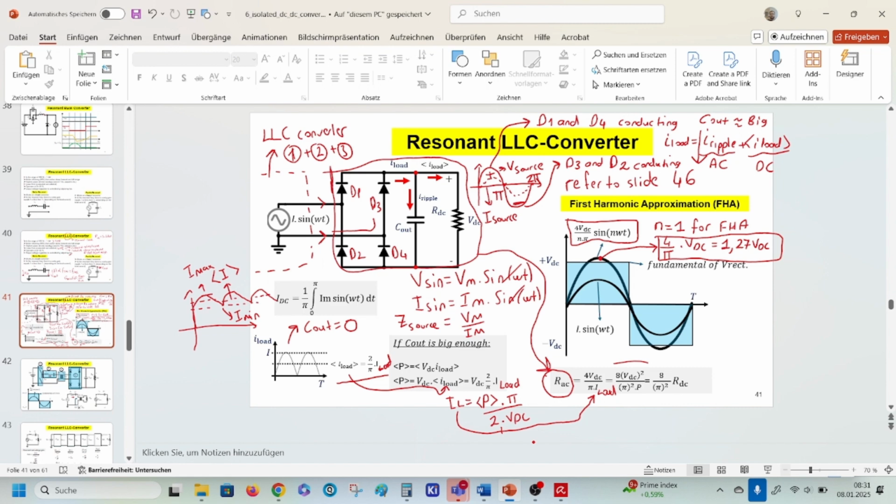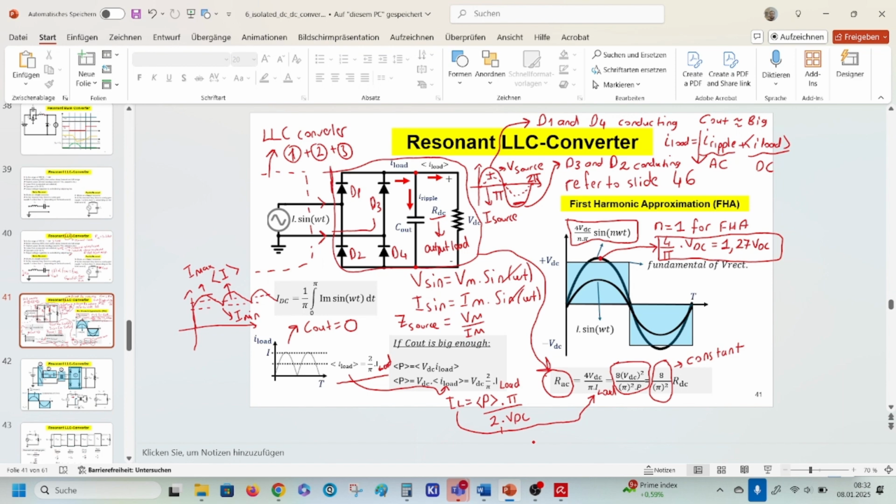What does it mean? I can define my output resistance, DC resistance, as AC resistance. If I multiply my DC resistance with this constant, this is a constant value of the formula, and the AC resistance is changed with the output load. This is my output load.